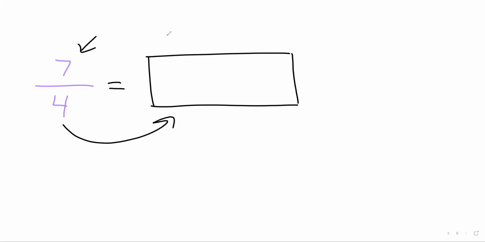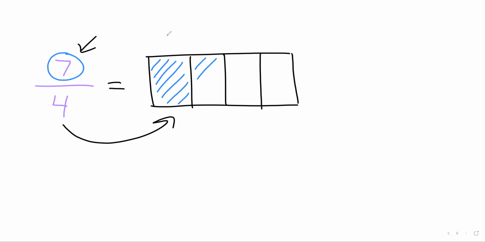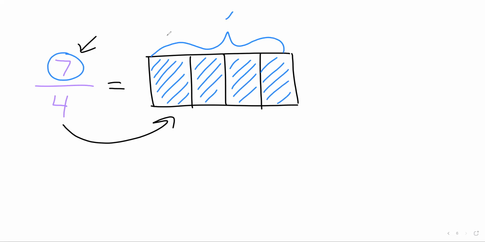So let's model this first. First things first, let's do a fractional part. My denominator says I have to cut this part into 4 pieces, but the numerator tells me I need 7 of these pieces that are this big. Well, there's 1 of them. There's 2. There's 3. There's 4. Well, that's 1 whole so far. But I still need more pieces because I need 7, and right now I only have 4.